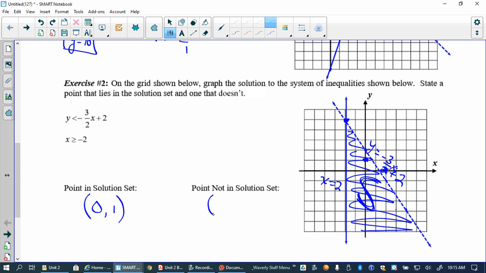This math class goes fast. All right, other page. I hope you don't have homework. All right, here we go. Which of the following points is the solution to the system of inequalities below?